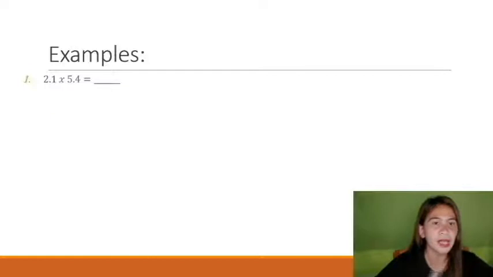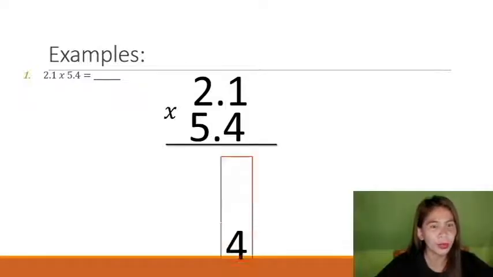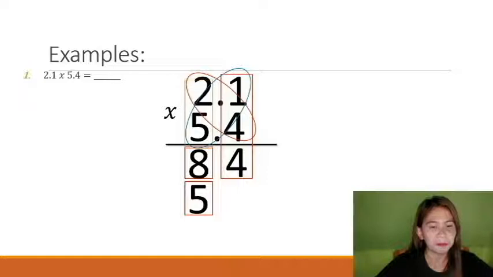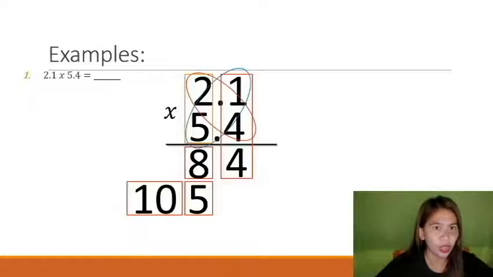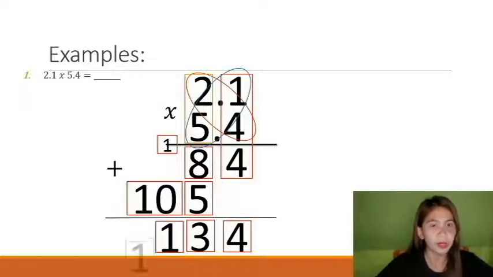Example. First example, 2.1 times 5.4. 4 times 1, 4. 4 times 2, 8. 5 times 1, 5. 5 times 2, 10. Now, sa next step, sa pag-multiply, addition. Okay, so i-add na to. 4 plus 0 is 4. 8 plus 5 is 13. So, 3 carry 1. So, 1 plus 0 is 1. Then, 0 plus 1 is 1. So, you have now 1, 1, 3, 4.